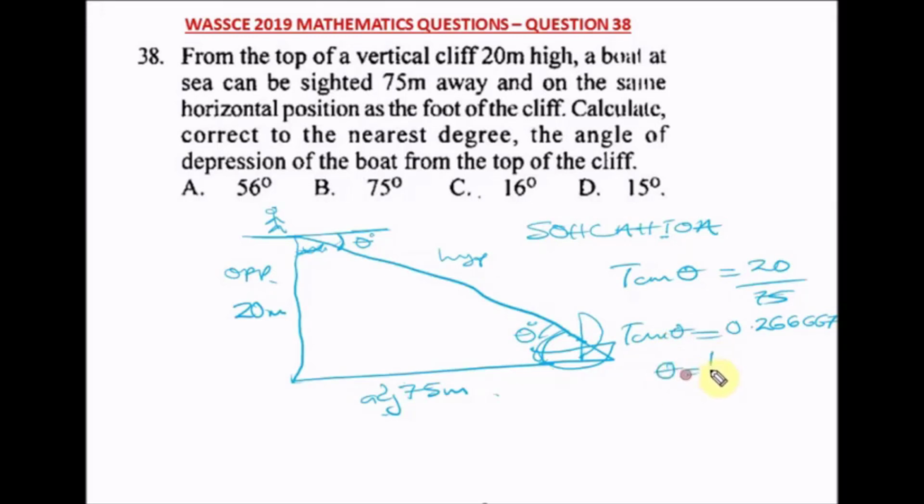So theta will be the tan inverse of 0.26667. What is the tan inverse of this? We're going to have 14.931 when we punch in our calculator. The question says calculate correct to the nearest degree. We can approximate this. We have a 9 here, so we can add 1 to this 14, and we have 15 degrees. So theta is 15 degrees. So our answer is 15 degrees, and our right option here is option D.